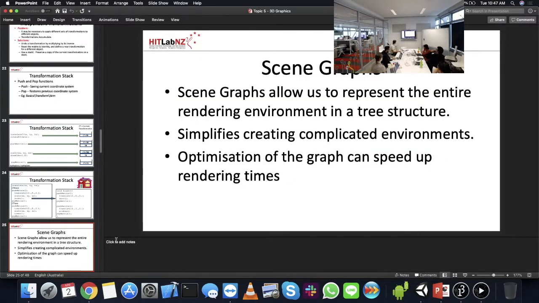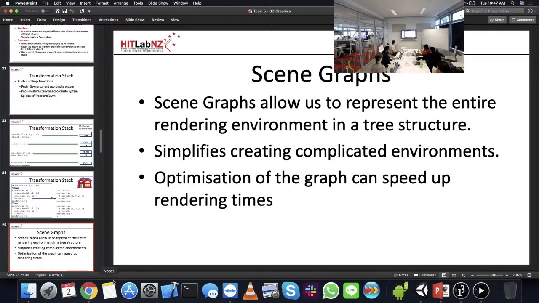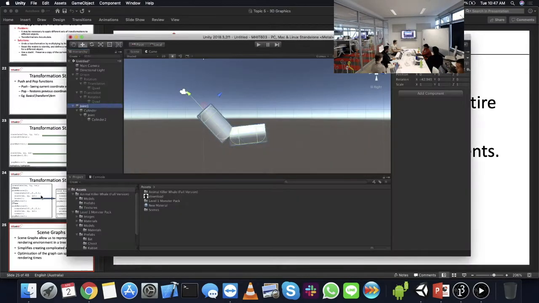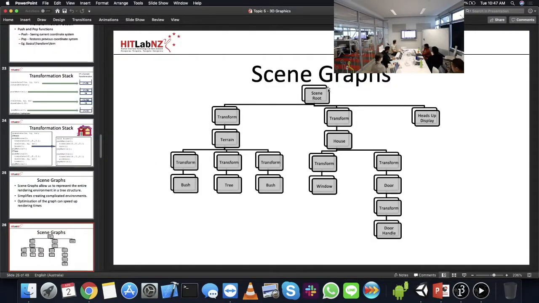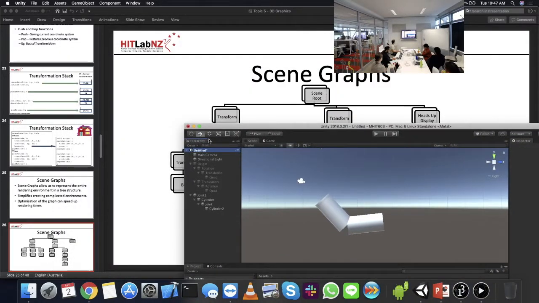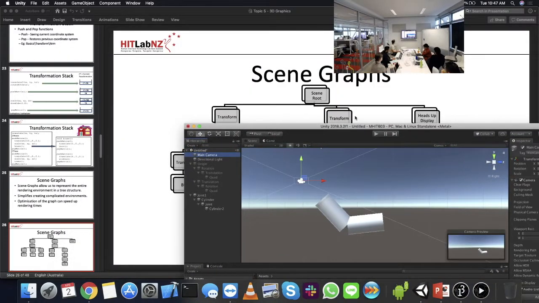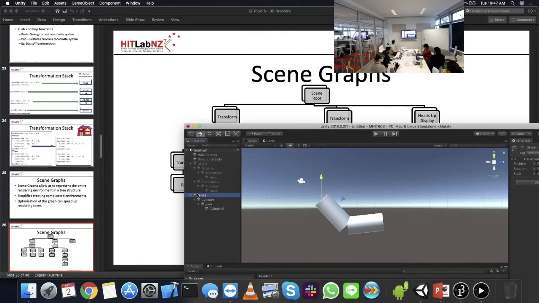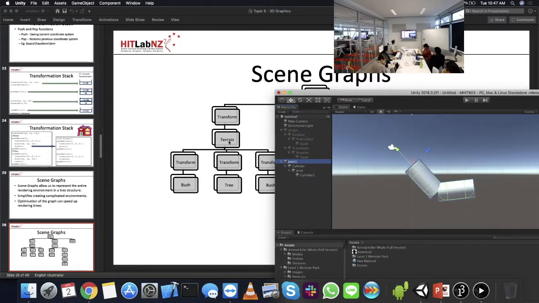Okay, so Unity uses a scene graph rather than a transformation stack, which allows us to represent the entire environment in a tree structure. So normally a scene graph looks more like that. So we have a scene root, and then we have a transform and terrain and everything. But if we took this and rotated it 90 degrees sideways, we basically have this. So untitled is the name of my scene, but effectively acts as the root. And then each of these is a separate branch in the root. And then for each of these, we go down a separate layer.